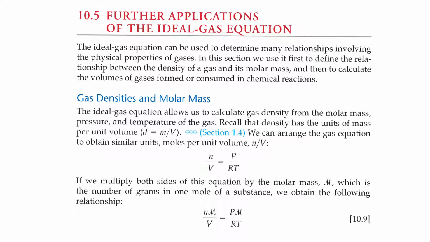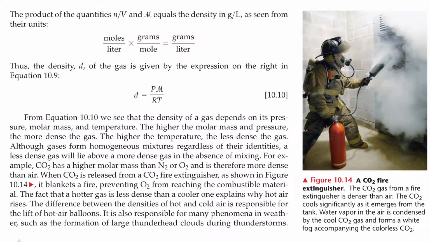If we multiply both sides of this equation by the molar mass, which is the number of grams in 1 mole of the substance, we get number of moles times the molar mass over its volume equals the pressure times the molar mass over RT. The product of the quantities n over V and M equals the density in grams per liter, as seen from their units. Moles over liter times grams per mole equals grams per liter. Thus, the density of a gas is given by the expression on the right in equation 10.9. The density equals pressure times the molar mass divided by RT.